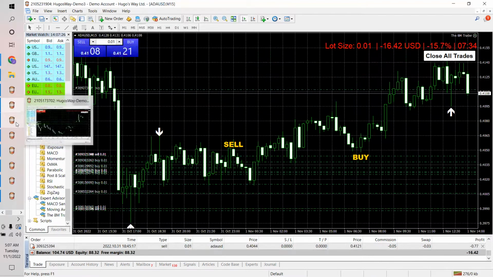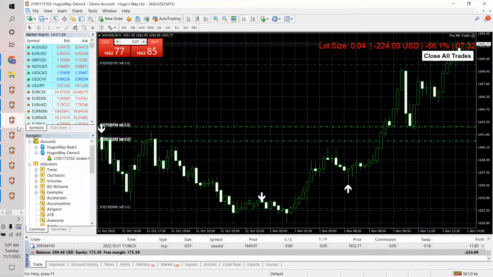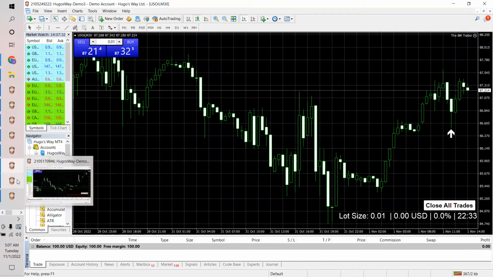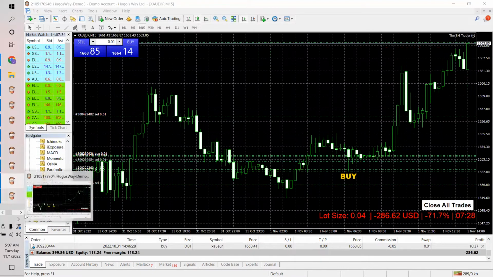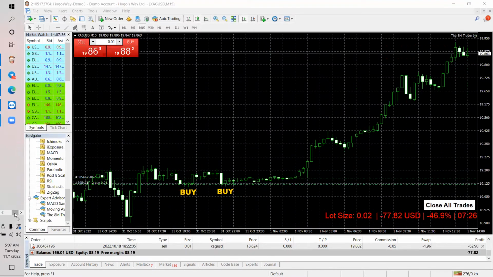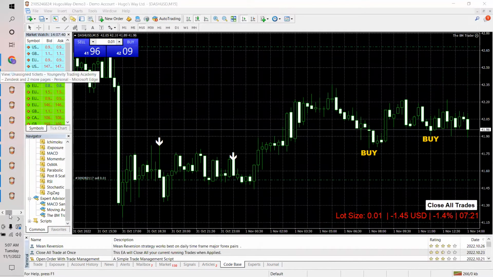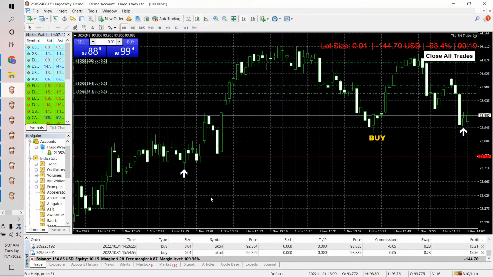Again, just to take a look, nothing on Cardano, nothing on gold, nothing on platinum, nothing on LTC USD, nothing on US oil, nothing on gold versus euro, nothing on silver, and nothing on Dash USD as of yet.